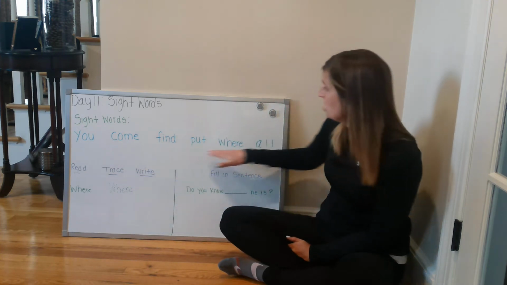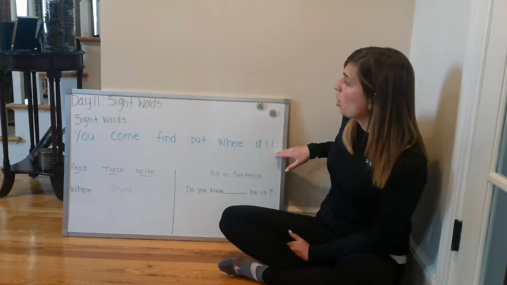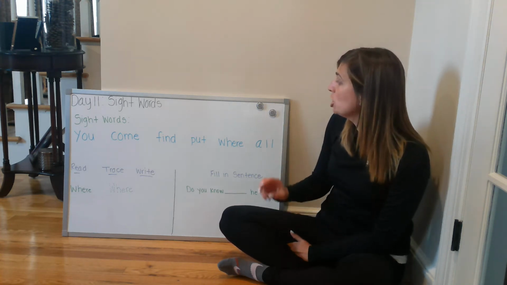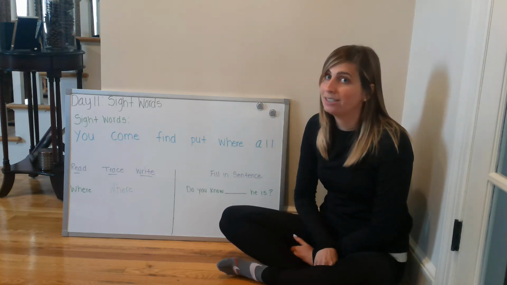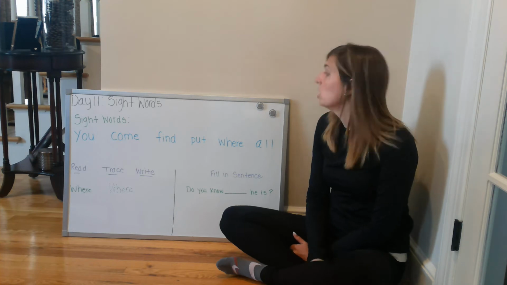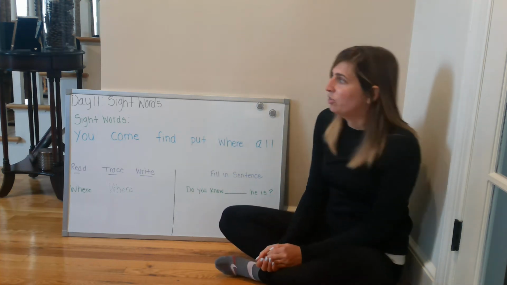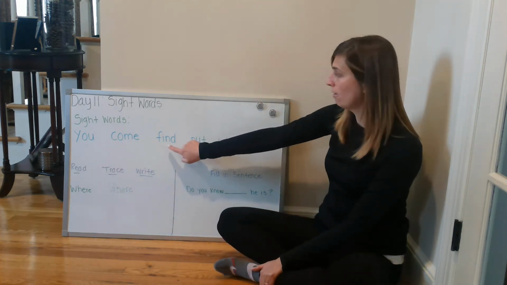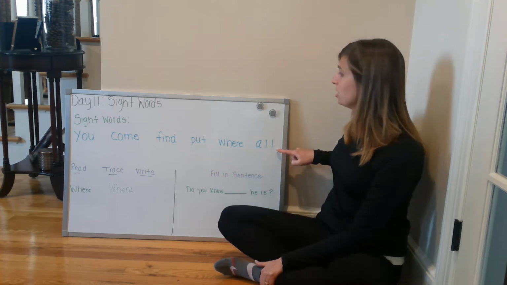I wrote those 6 sight words up top here in blue. We are going to go over and say each of these sight words. There should be one of them that you are very familiar with because we've been practicing this sight word in school. As I say each of those 6 sight words, you will repeat back after me, starting with you, come, find, put, where, and all.